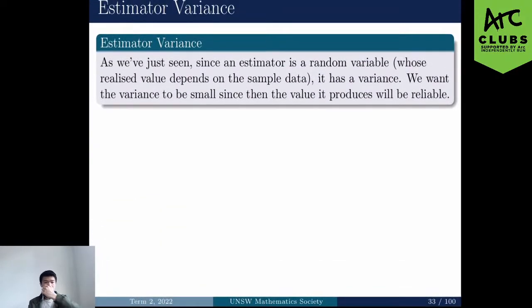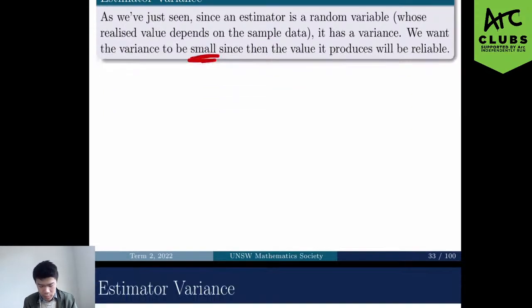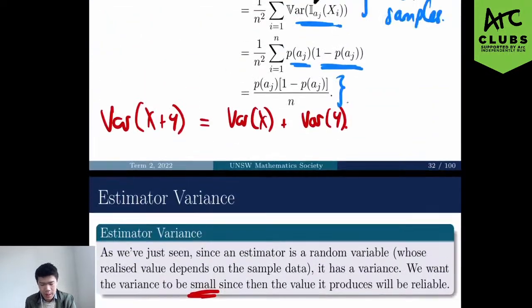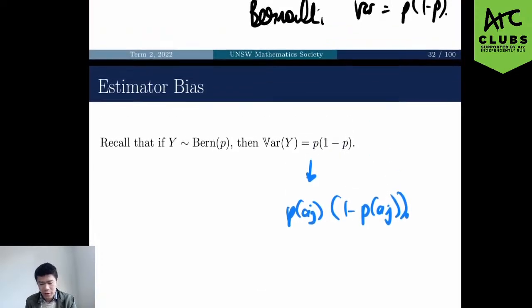Cool. So we've just seen that since an estimator is a random variable, it also has a variance. And do we want it to be big or small? Well, that kind of makes sense that we want it to be small, because then we get a similar value every time. There's also this idea called standard error. And standard error is just the standard deviation of the estimator, right? And it's equal to the square root of the variance, right? This kind of concept is a bit difficult though, because let's just take this example. Let's just say we want to know the variance of our estimator.